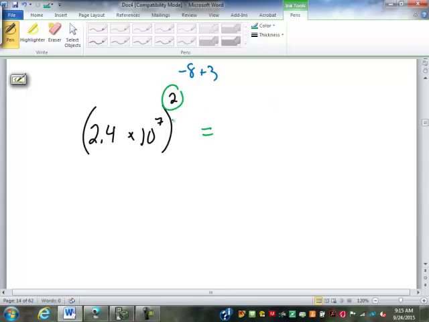The power of 2, we can apply it to the count and then also apply it to the name. So 2.4 to the 2nd power is 5.76. 10 to the 7th to the 2nd power is 10 to the 14th. When we have a power to another power, we multiply the powers. 7 times 2 is 14.